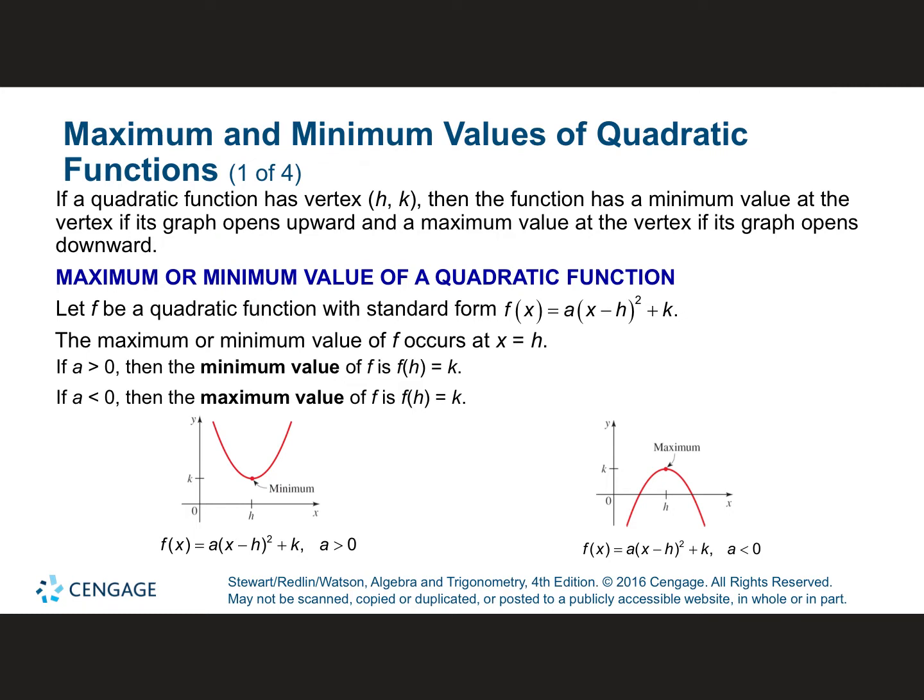If the parabola opens up, again, the lowest point you have, that means you have a minimum. So the y value comes from your vertex, and that's your minimum. If your parabola opens down, the highest point is going to be your vertex. And then from there, you pull out your y. That's your maximum.